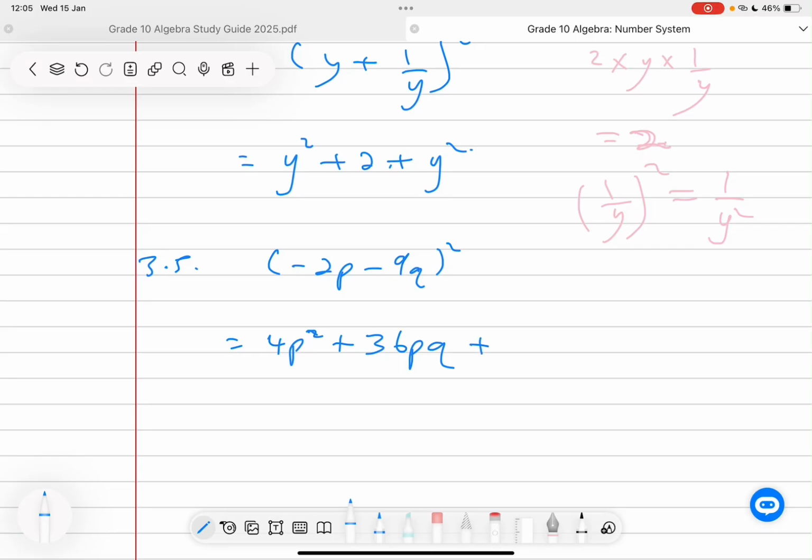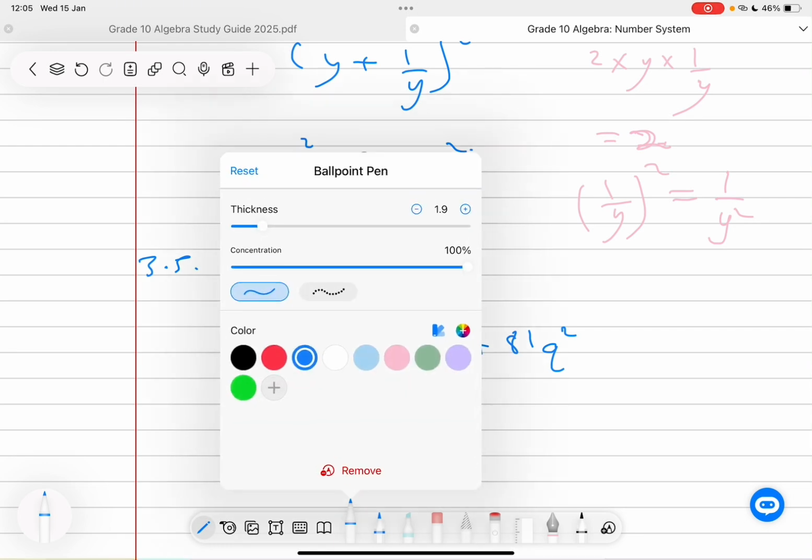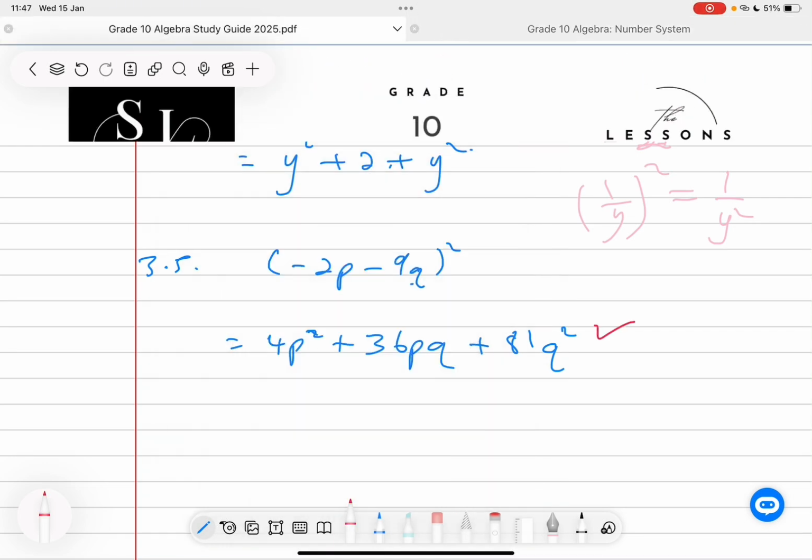We all know that 9 times 9 is going to be 81. 81, and we have a q. Q squared is going to be just the q squared. And this will give you 1 mark.